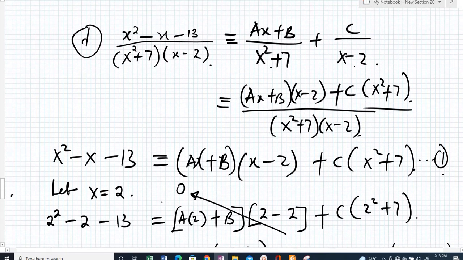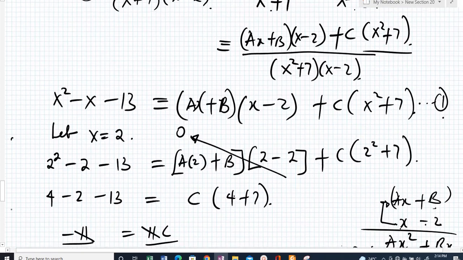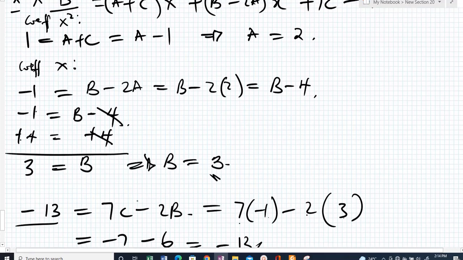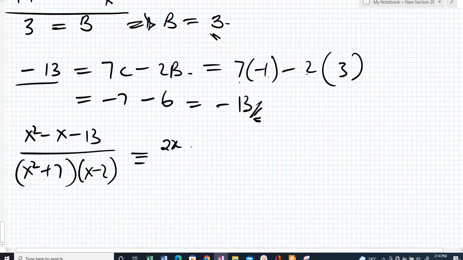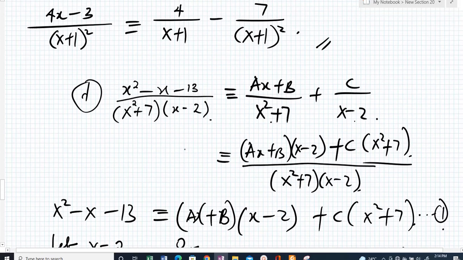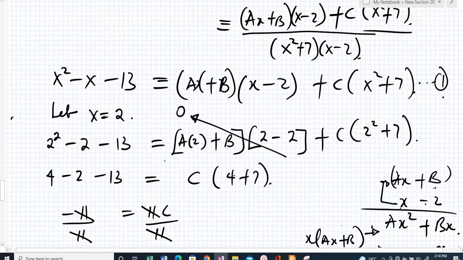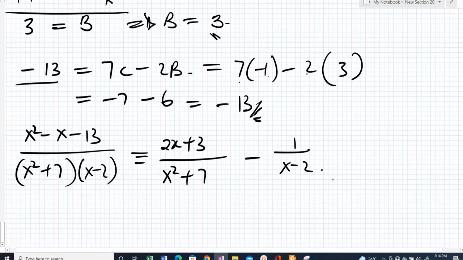So now let's express this in partial fraction. So I have (x squared minus x minus 13) all over (x squared plus 7) times (x minus 2) equal to (2x plus 3) divided by (x squared plus 7), because a is 2, b is 3, minus 1 all over (x minus 2). So this is the final answer.